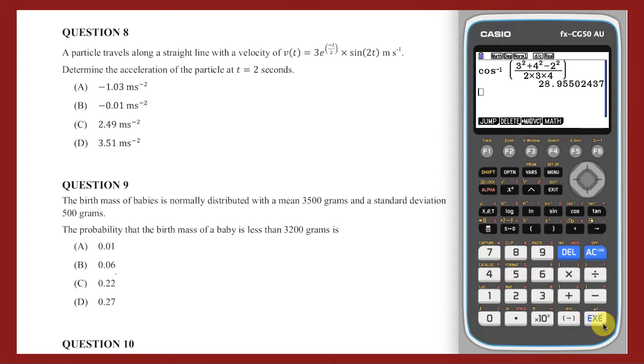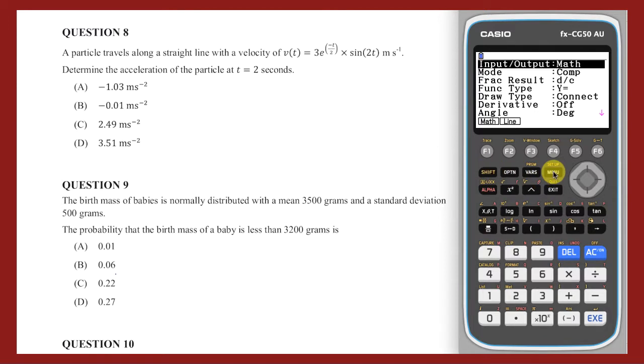Currently, the angle measure is set to degrees, as I had selected that in a previous question. I'm going to need to change this back to radians to compute the value required in this question. Do so by pressing Shift and the menu key to open the setup. Arrow down to Angle, select Radians and press Execute.